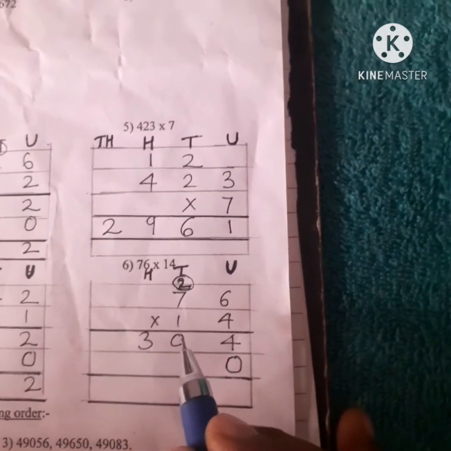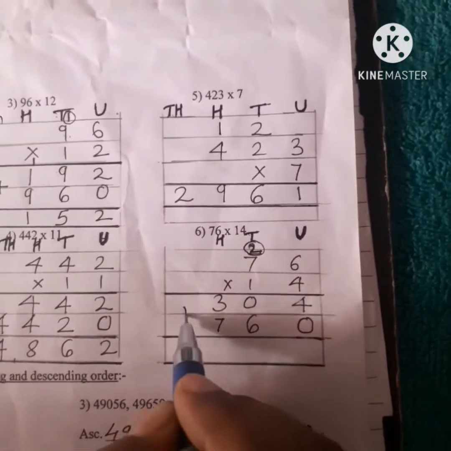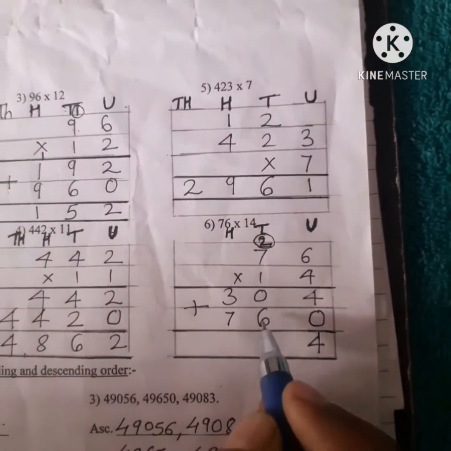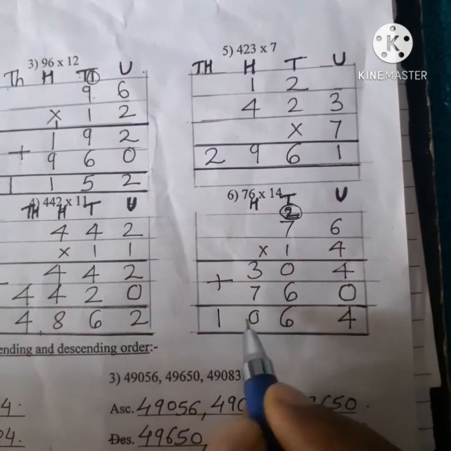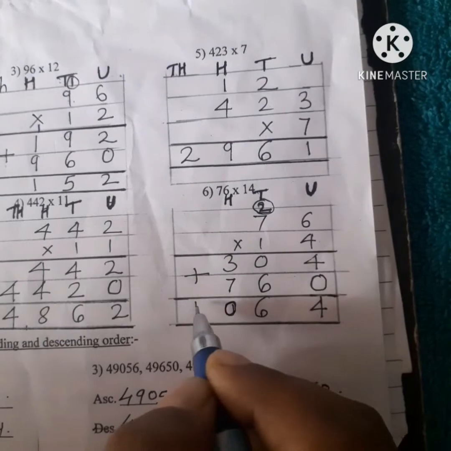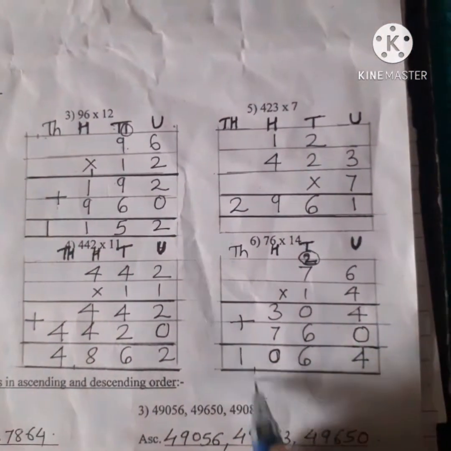So let's start multiplying. 1 6s are 6, 1 7s are 7. Then add this. 4 plus 0, 4, 0 plus 6, 6, 7 plus 3, 10. You will write here 0 and here 1. 0 you will write in hundreds place and 1 you will write in thousands place. So your answer is 1064.